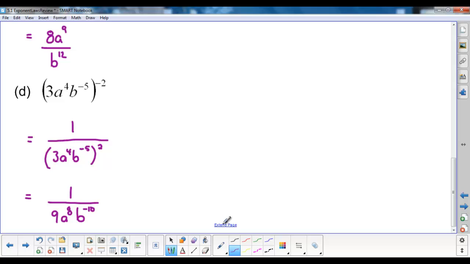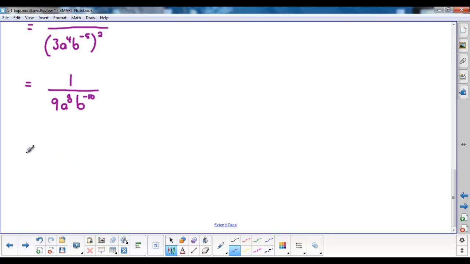So b to the power of negative 5 and then raised to the power of 2 will give us negative 10. Now again, we have a negative exponent here. So b is the only one that has a negative exponent, so it's going to get raised up into the numerator. B to the power of positive 10. And then everything else will stay as is.